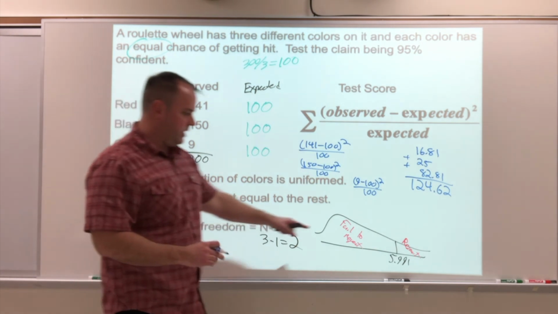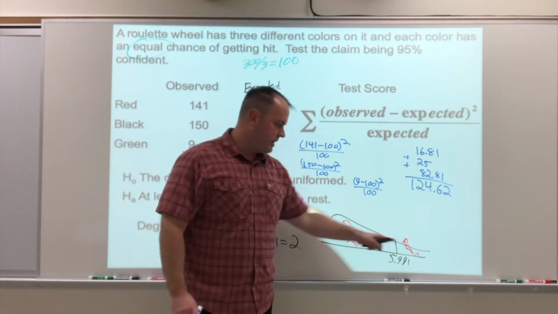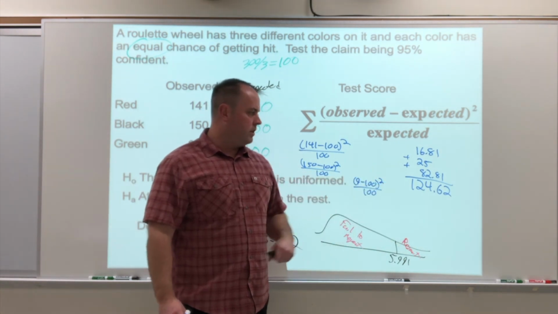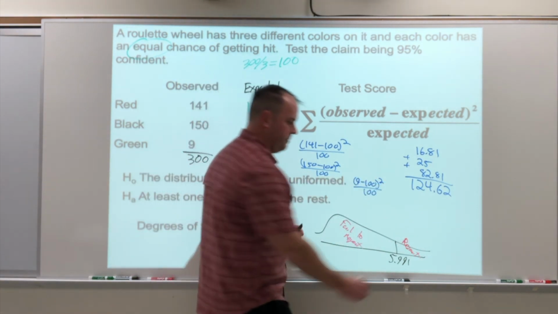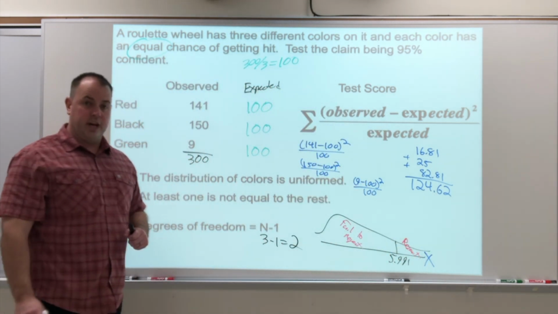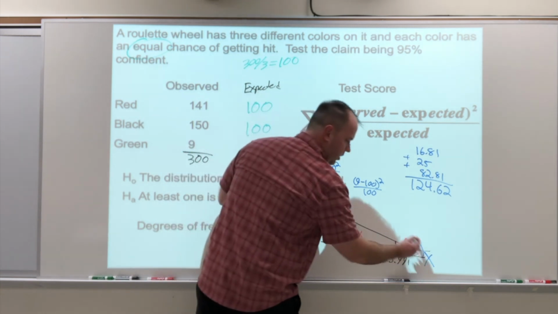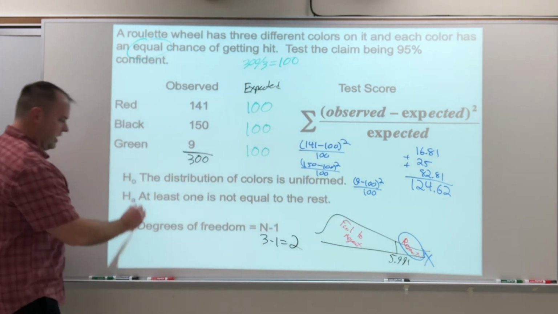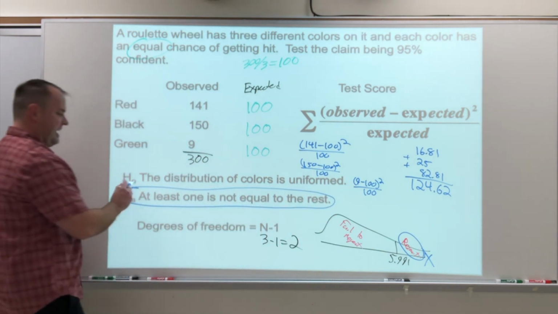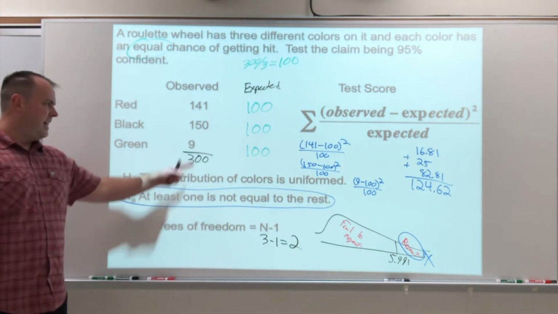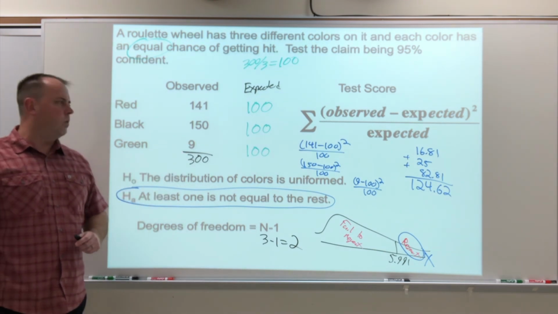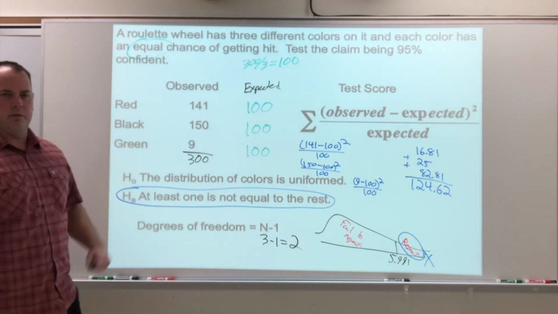In this case, if you're looking at our curve, same as before, reject, fail to reject, 5.991 is our critical value. Where does 124.62 land? All the way over there. It'd be way over in the reject area. So we're going to reject the null. We reject the null, and that means we're on the side that shows there's evidence for the alternative: at least one is not equal, and we can see which one that is. It's obvious to see that the green is not equal or uniform with the red and the black colors.